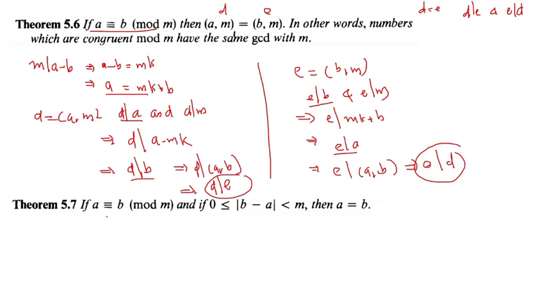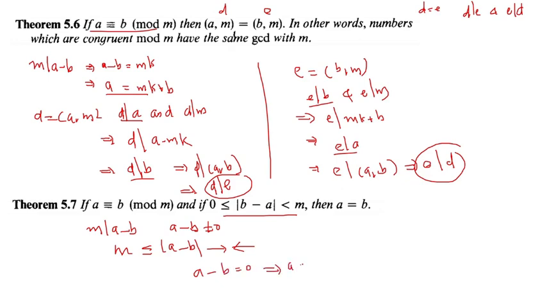Next theorem: if A is congruent to B mod M and if 0 is less than or equal to the absolute value of B minus A, which is strictly less than M, then A equals B. Given that A is congruent to B mod M, that means M divides A minus B. If A minus B is not equal to 0, then by the property of divisibility, M is less than or equal to the absolute value of A minus B. But here it is given that the absolute value of B minus A is strictly less than M, which is a contradiction. Therefore A minus B is 0. That means A is equal to B.